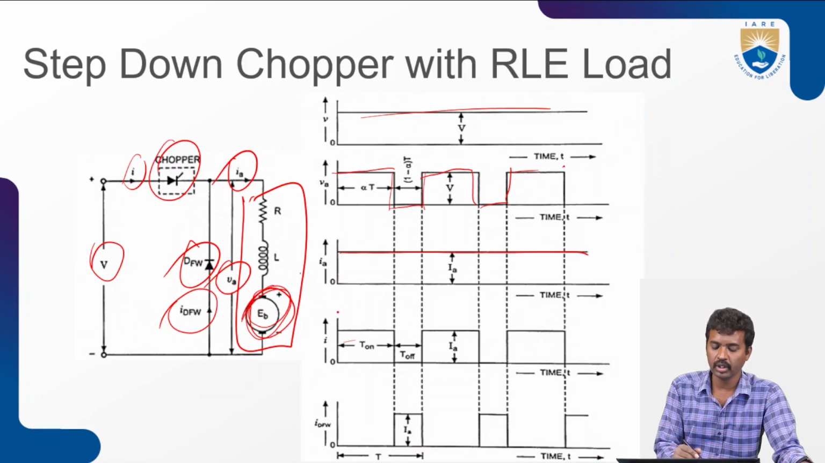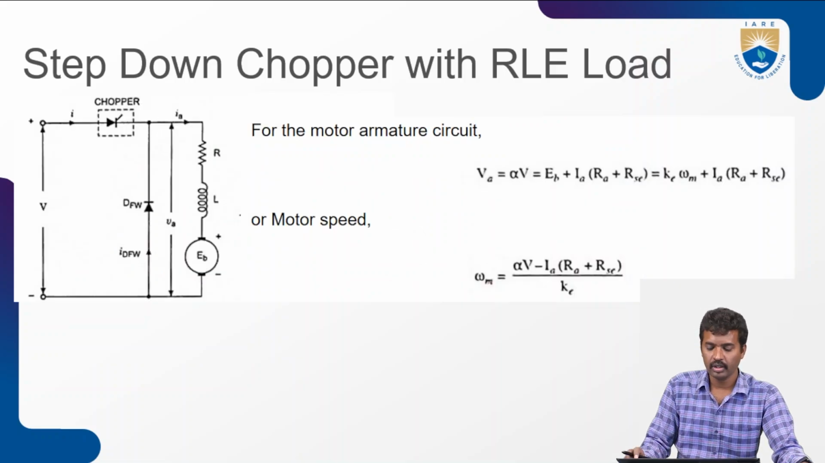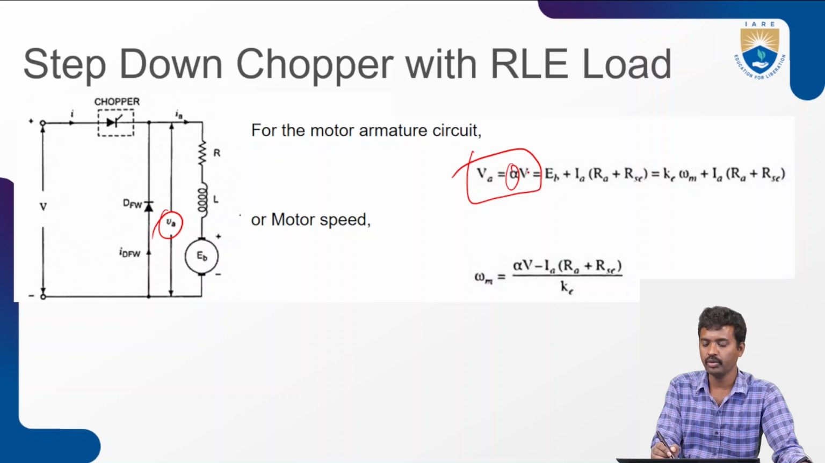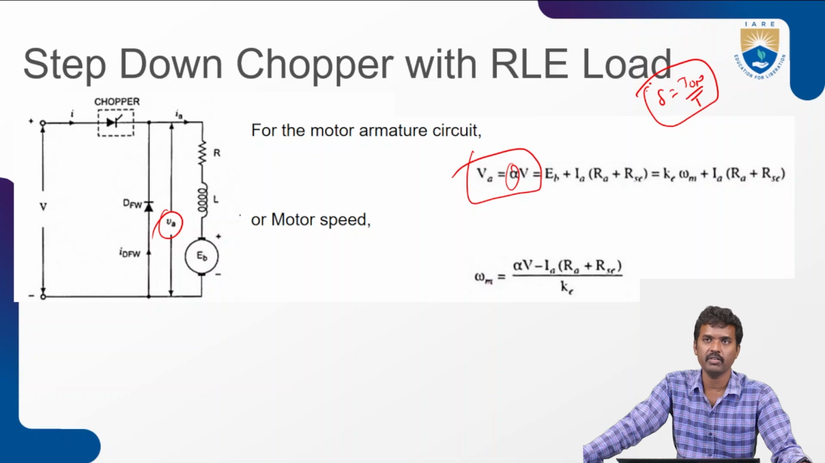During turn on only, we have the input current. During turn off, the freewheeling diode comes into the picture. And as we already know, in the step down chopper, output voltage VA equals duty cycle into V, and duty cycle equals T on by T. So all this we already discussed in the previous lecture.